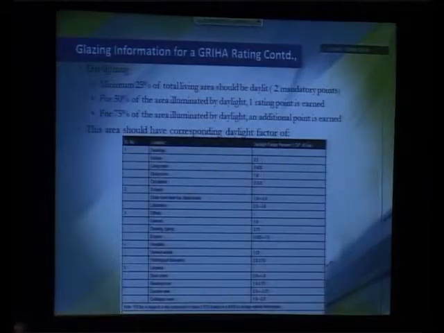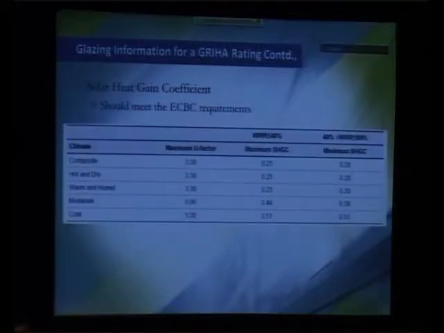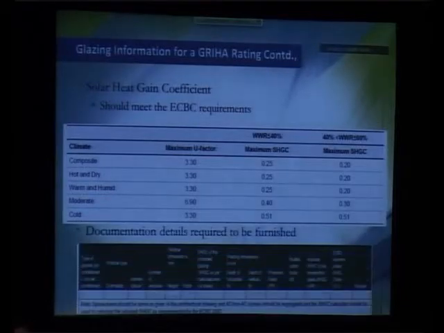I'll move forward because you know what the daylighting factors are if you have gone through the Griha rating system. Another important factor apart from daylighting is the solar heat gain coefficient. It is as per ECBC. So you need to focus, say for a composite kind of environment, you need to select a glazing which has maximum 25% of SHGC, or 0.25 as the SHGC. So just focus on this.